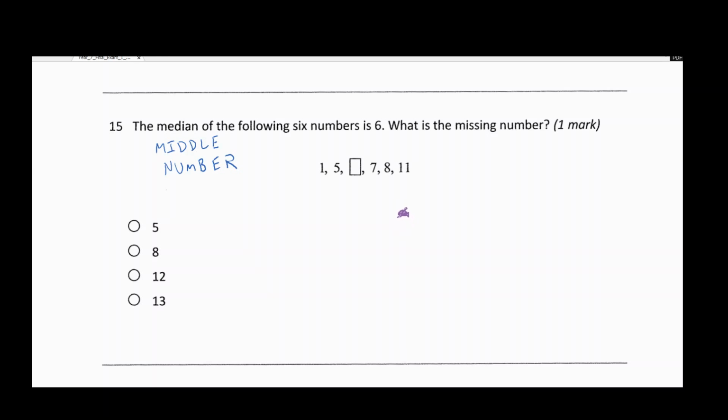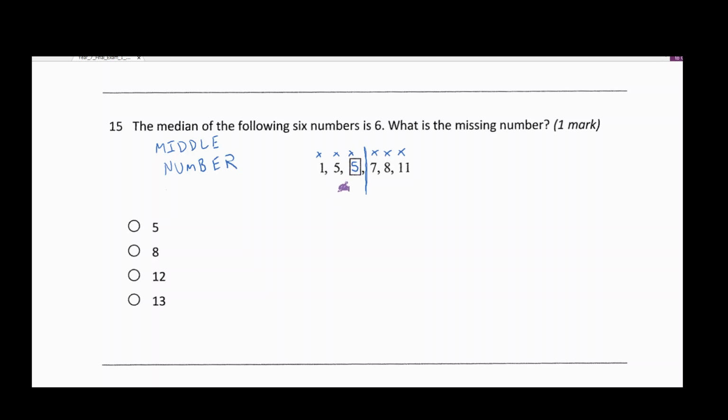Alright, so to make this have a median of 6, our middle number is going to be between these two, because we've got 1, 2, 3, 4, 5, 6 numbers. Our middle number is going to be between these two numbers. So to make the average between these two 6, this here needs to be 5.